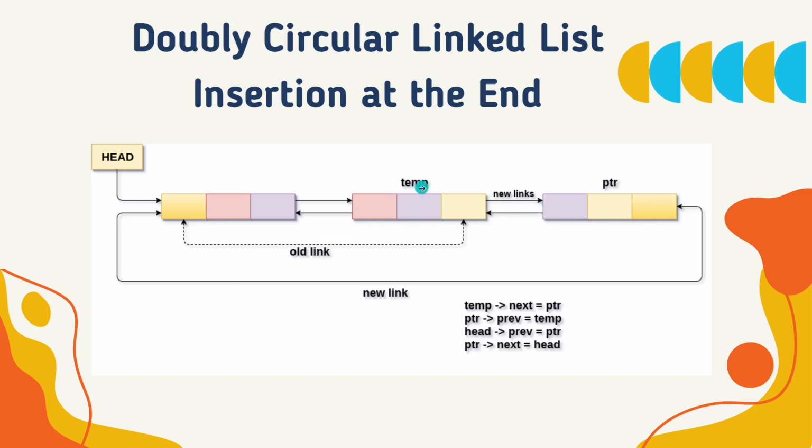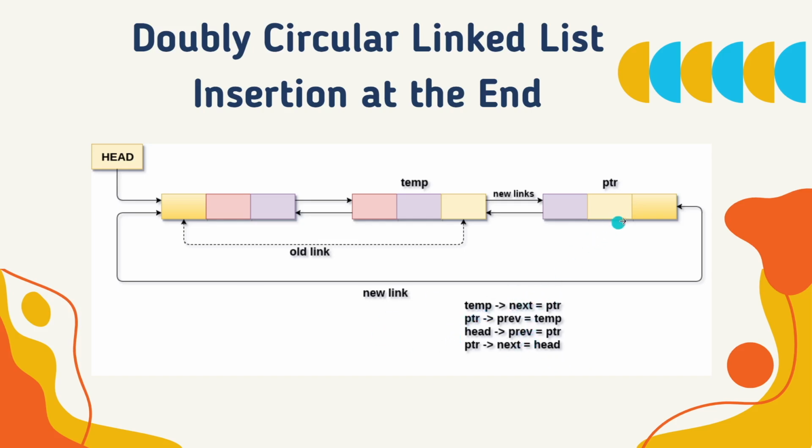Straight away we have temp, so we can use it. And when I talk of the first node, its previous part should contain the address of the last node, which is going to be PTR in our case now. Then PTR's next, the next part of the new node, should contain the address of the first node, which is available from head. So these are the changes which we have to do.